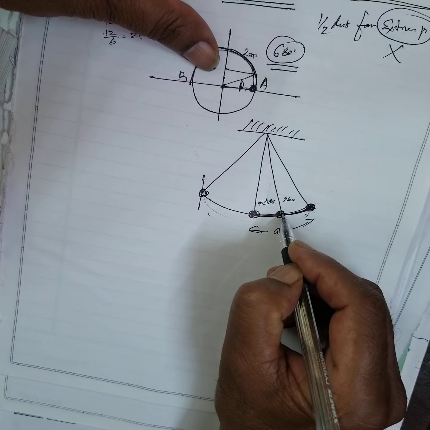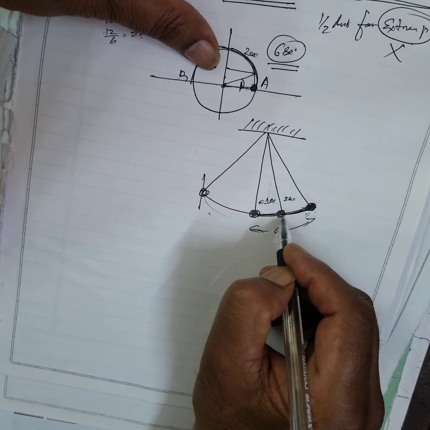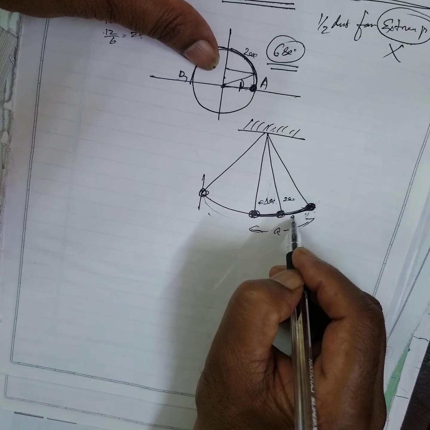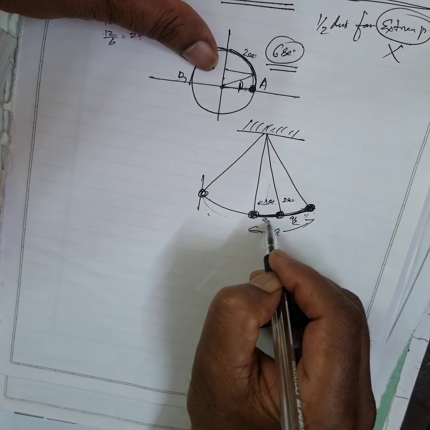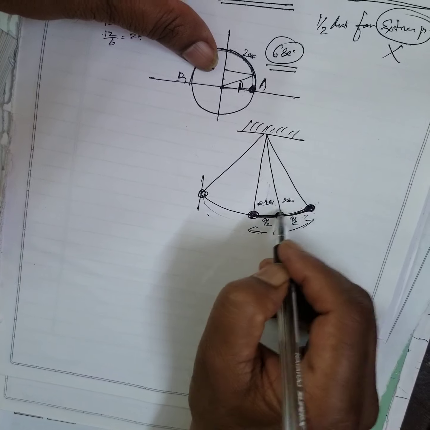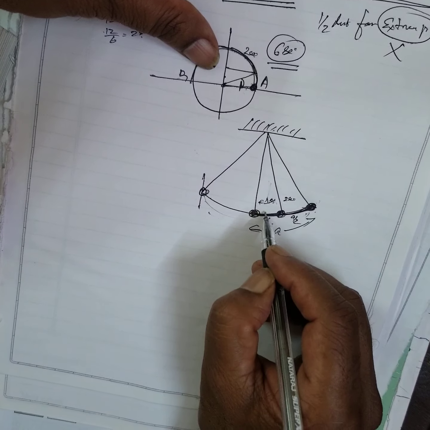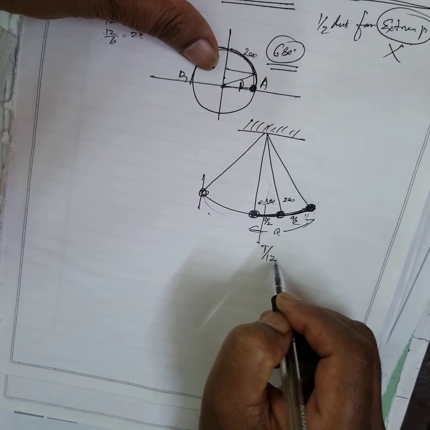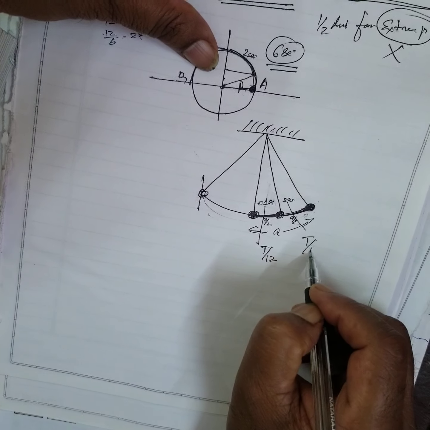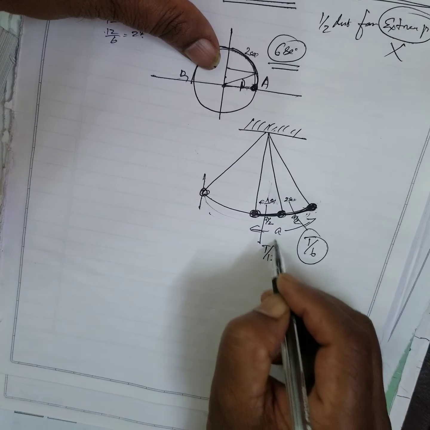You take 2 seconds from here to cover a by 2, and it covers the other a by 2 in only 1 second. This is the a by 2. Therefore, here 1 second is what? T by 12. Here 2 seconds is what? T by 6.